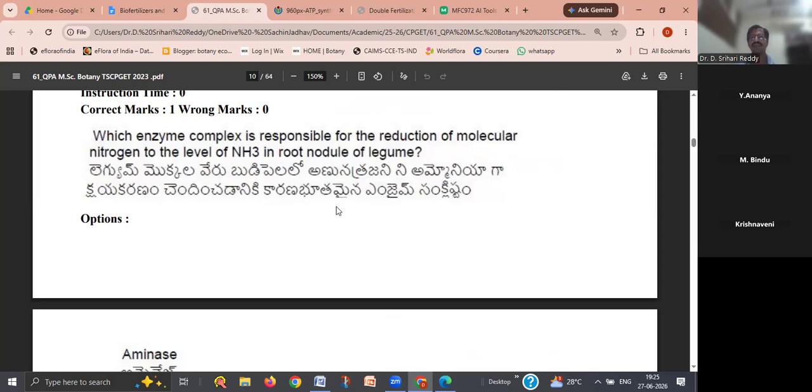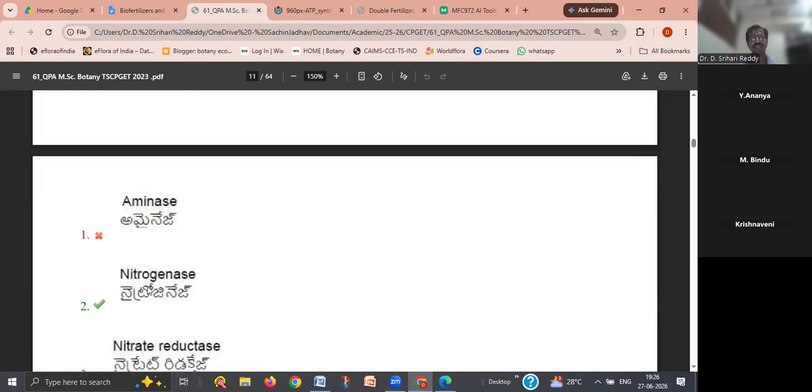So here the enzyme which is involved, what is the enzyme involved in the legumes? You see the rhizobium, it is a symbiotic nitrogen fixing bacteria, and there are also other non-symbiotic bacteria which are involved in the nitrogen fixation. But with reference to legumes in the root nodules, the rhizobium consists of one enzyme that is called as nitrogenase. The right answer is nitrogenase.